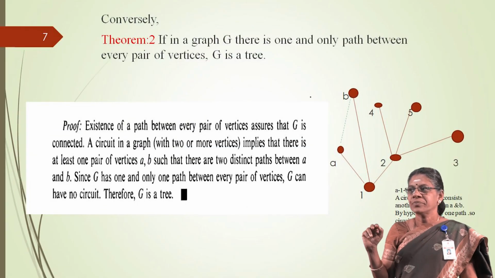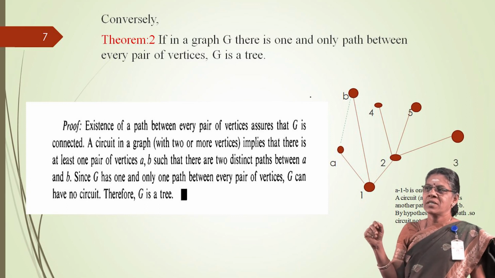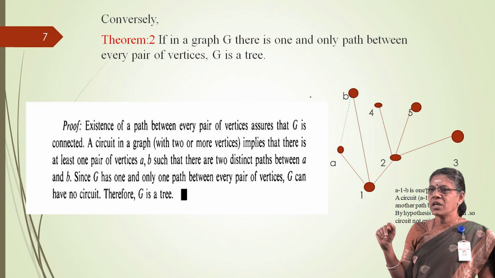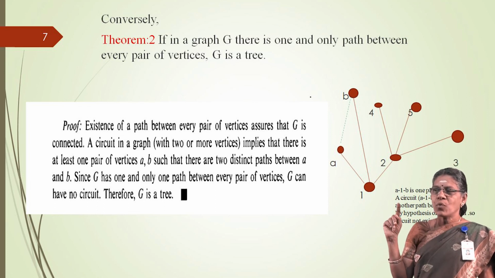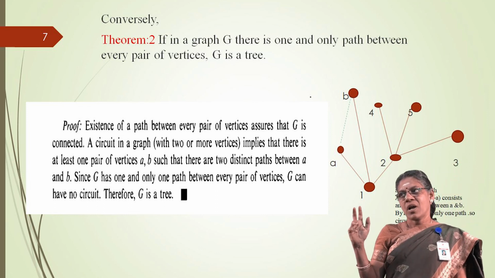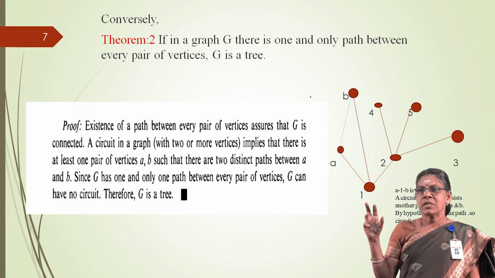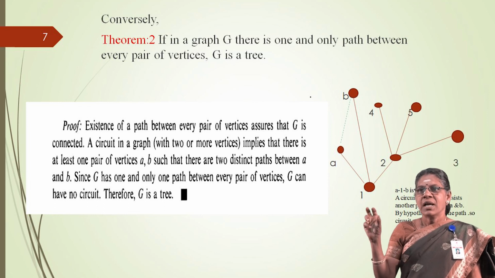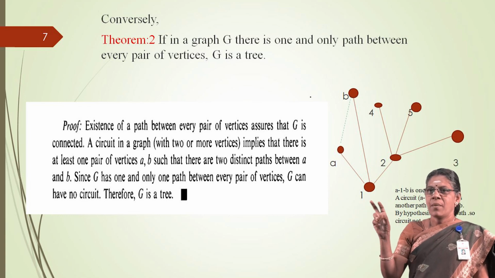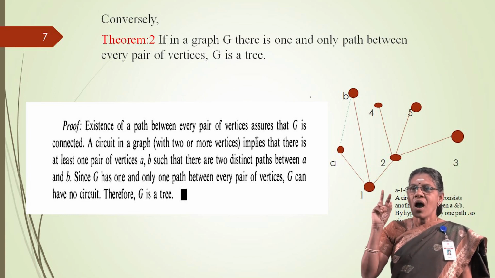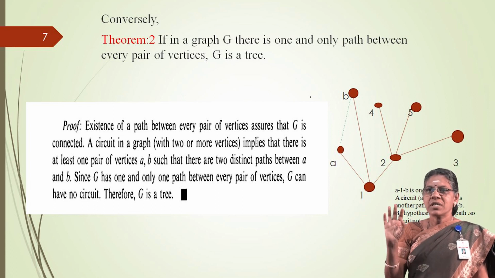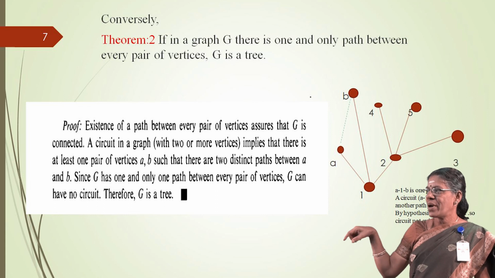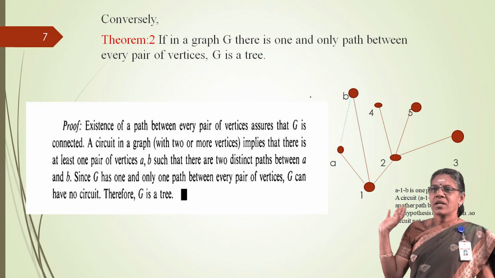Okay. Next, the converse part. It is stated as theorem 2. If in a graph G there is one and only one path between every pair of vertices, then G is a tree. This is the converse of the previous theorem. We can prove the theorem: the existence of a path between a pair of vertices assures that G is connected. For every pair of vertices, if we have a path, then G is connected.